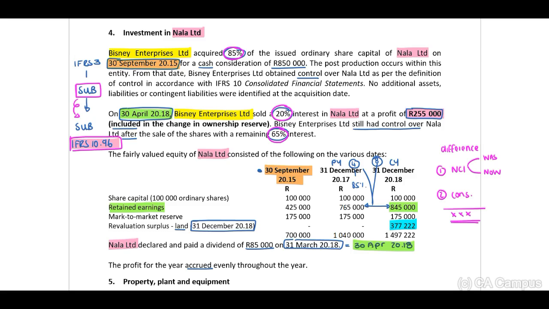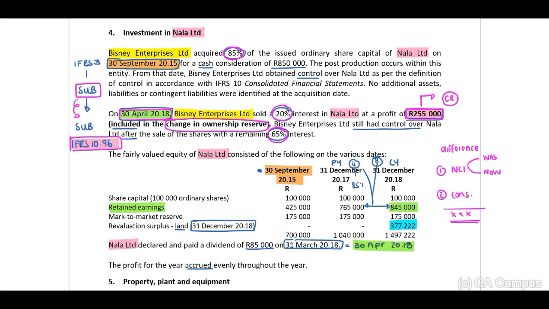Now, they indicate to us, when we look at this, on 30 April 2018, Bisney Enterprises sold a 20% interest in Nala Limited at a profit of 255,000, and this is included in the change in ownership reserve. Now, when you look at the change in ownership reserve in our statement of changes in equity, you will identify that this is on the credit side. Therefore, this is a credit.